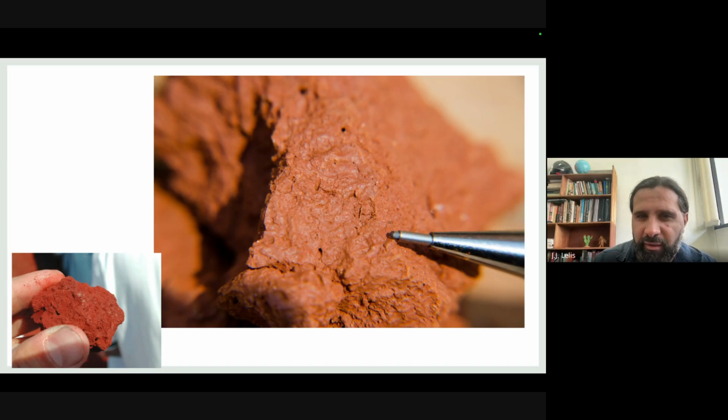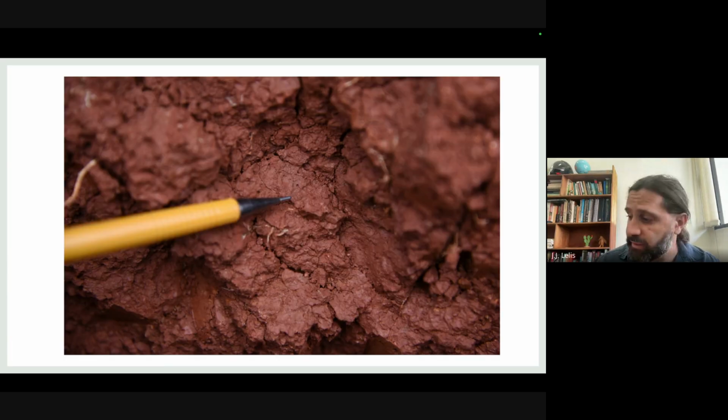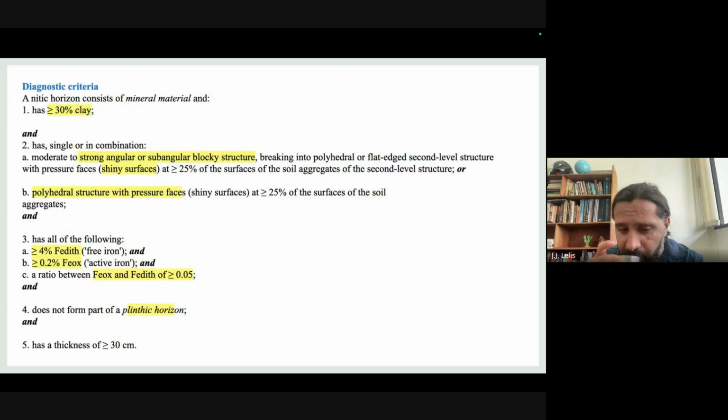Okay, now is the difference clear? Great, great. Thank you. It's good, because they are quite different. They are quite different. So again, here you can see these clay skins very easily.